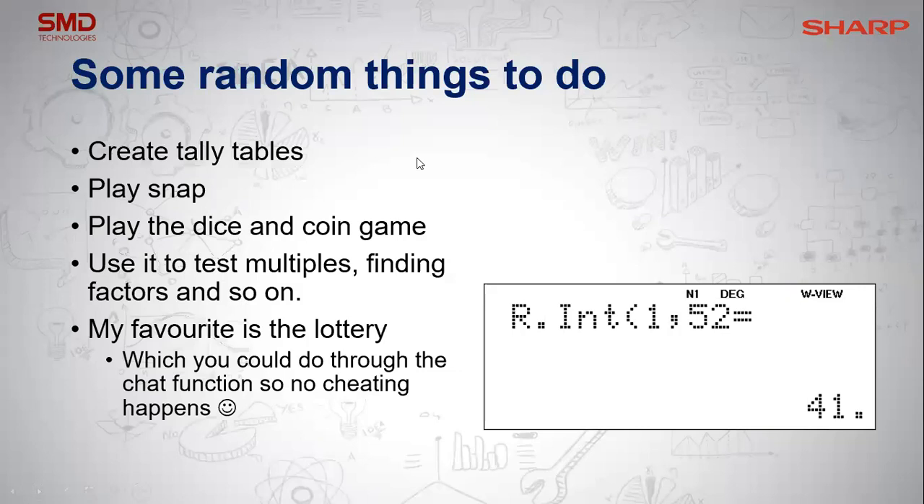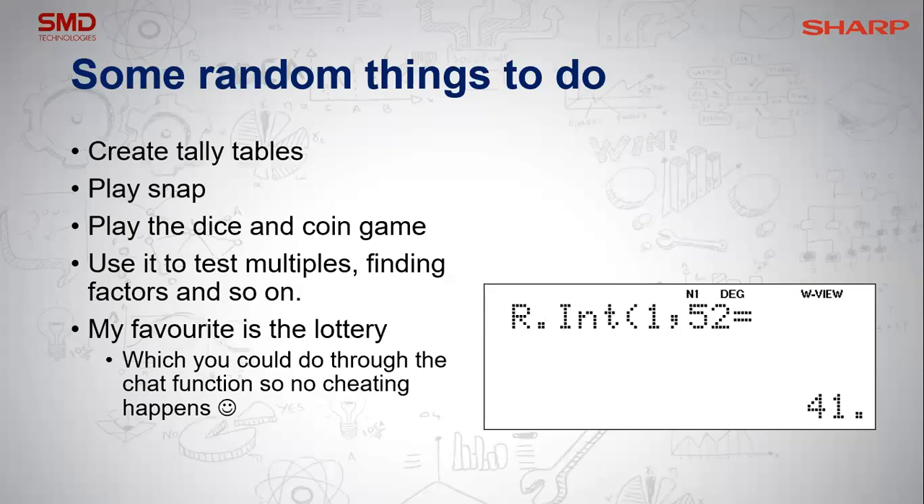Just saying. So there's some really nice ideas for playing with your random function. You can create a tally table. So if all the students in your class have the calculator, then like I did, you can generate random numbers. You can throw the dice and count how many 1s, how many 2s, how many 6s, and then create a tally table like that. You can separate them and let them play snap.